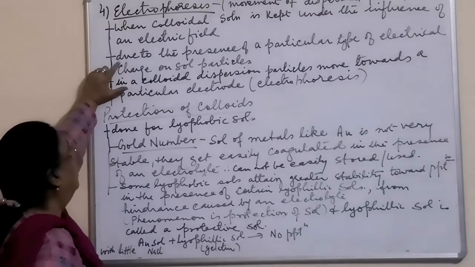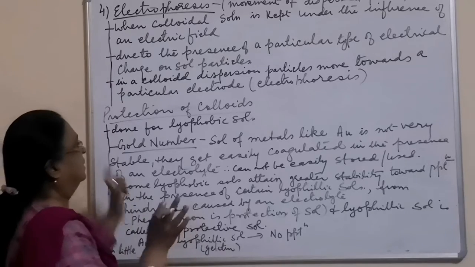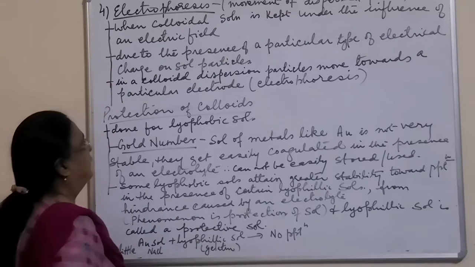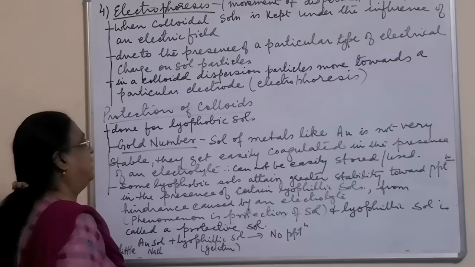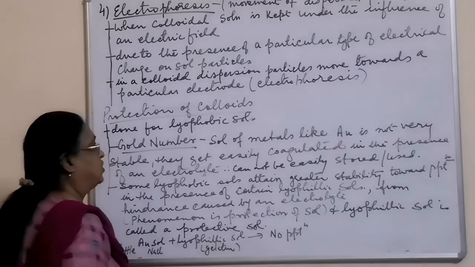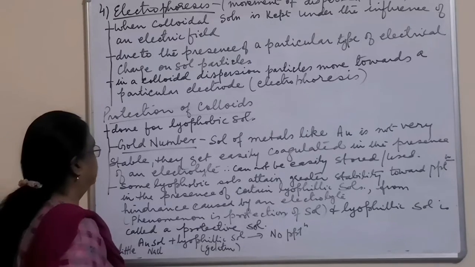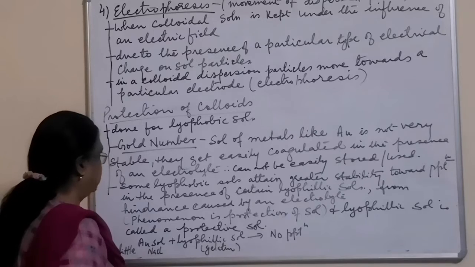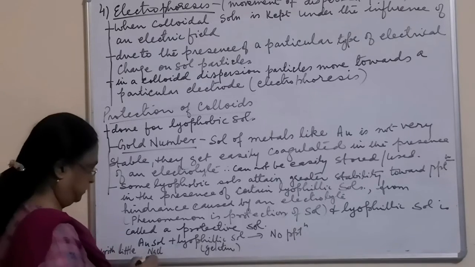So at anode and cathode, cations and anions from your salt will be migrating away. This phenomenon of colloidal particles moving towards the electrode of opposite charge is called electrophoresis. Because of this property, some applications can be made. So that is about electrophoresis.